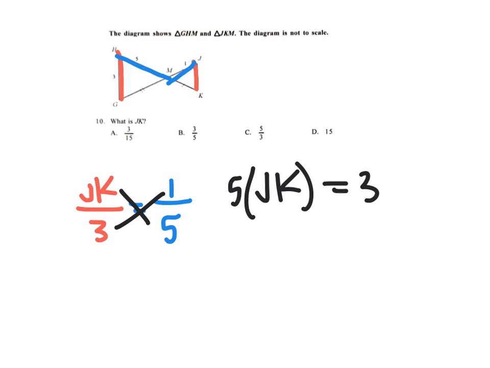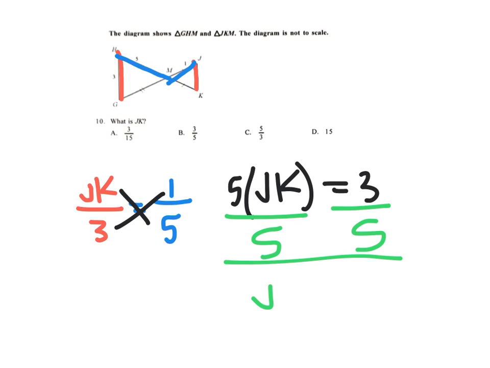We have to move that 5 to the other side, so we're going to divide both sides by 5. And I get JK equals 3 over 5. And that should be my final answer, which is B.